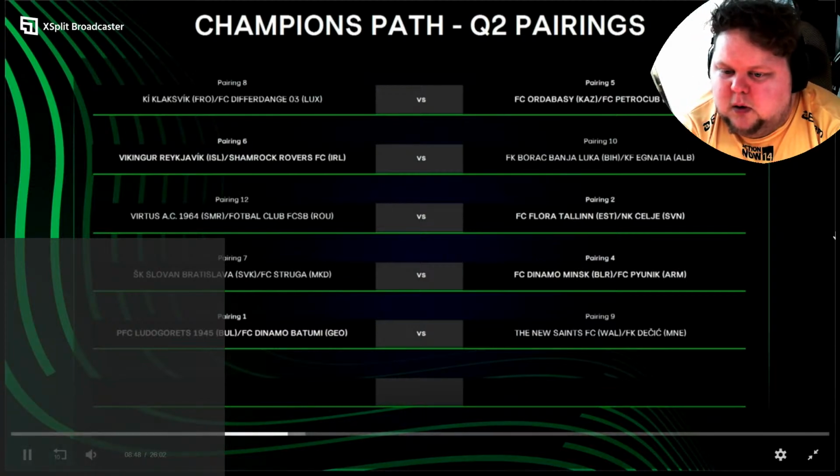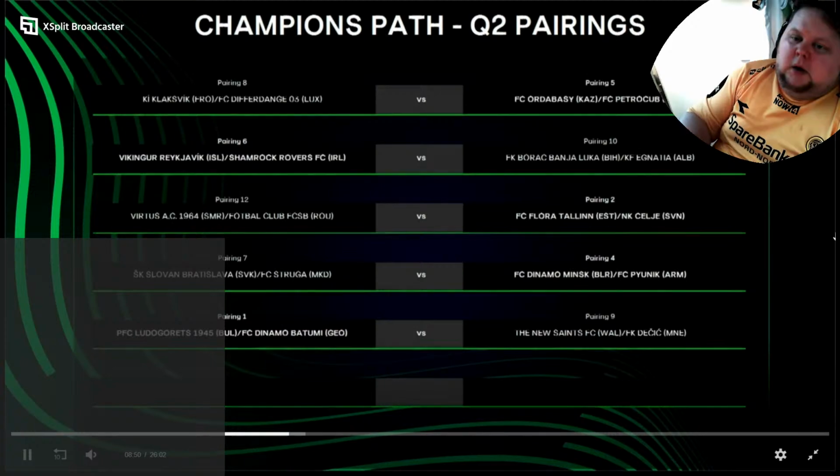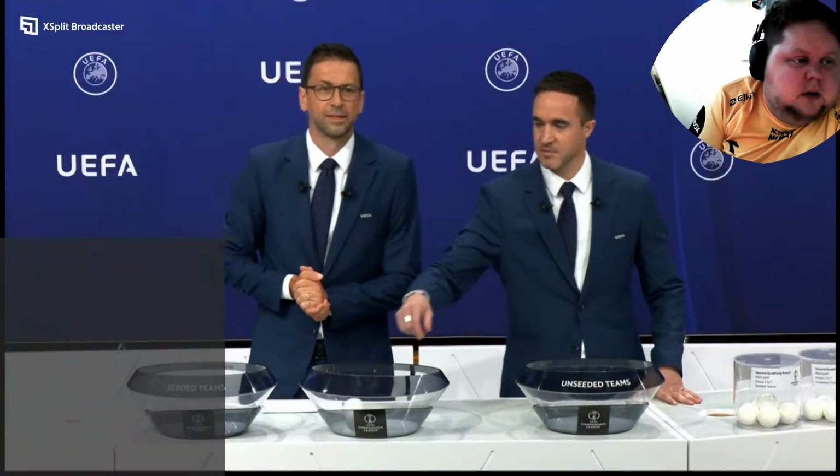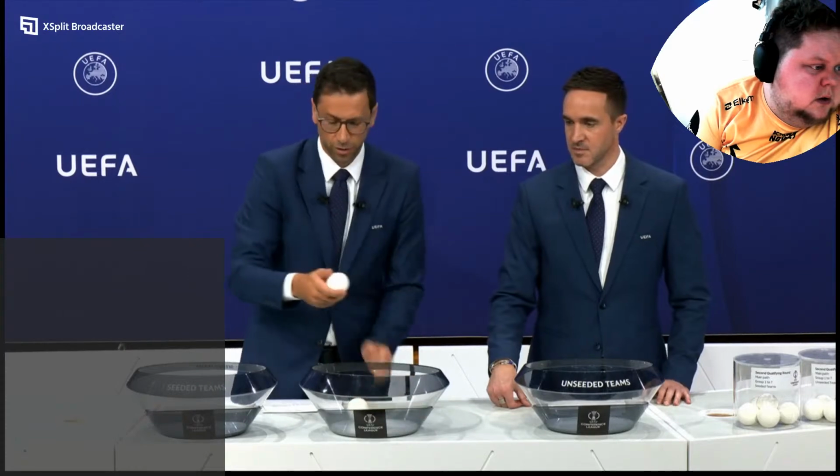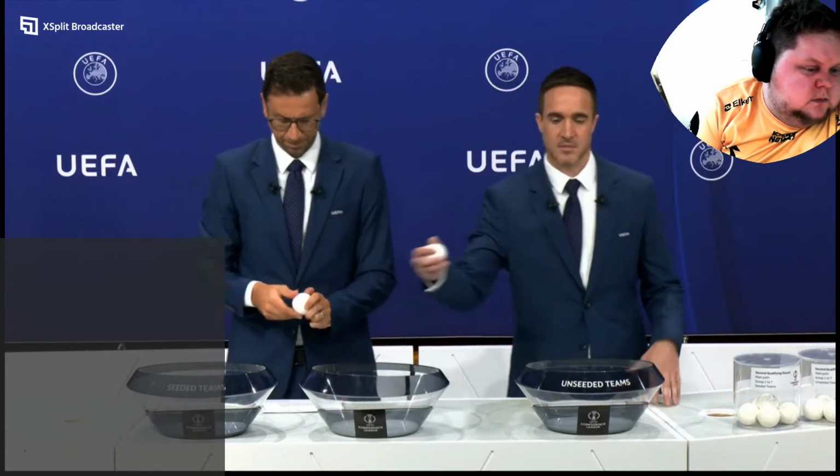One last ball in each side left. Yes. We know who it is, pairing 3 or pairing 11. Let's find out the order. And then we can conclude the Champions Path.